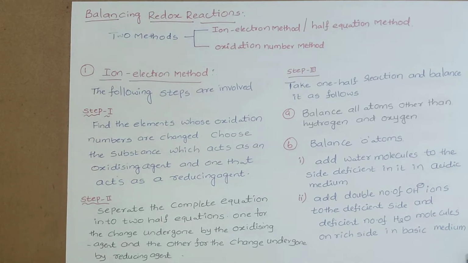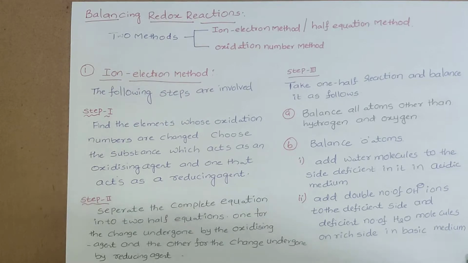Balancing the redox reaction can be done by two methods. One is the ion electron method, also called the half equation method. The second one is the oxidation number method. In this class, I will explain the procedure followed in these two methods for balancing the redox reaction. In the next class, I will explain how to balance the redox reaction with this procedure. First, I move towards the ion electron method.